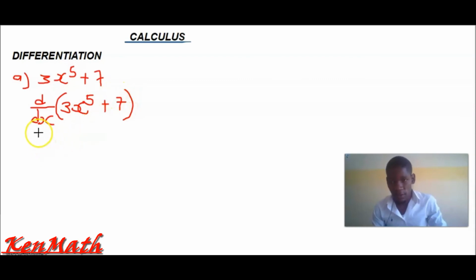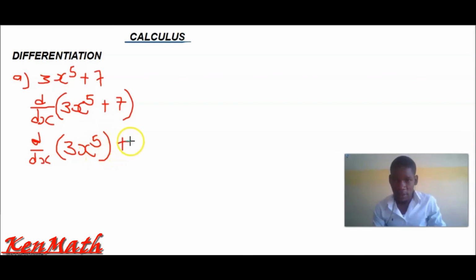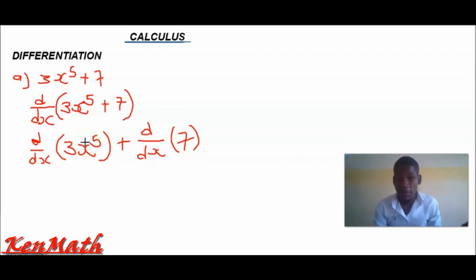So we are going to say d over dx of 3x to the power 5, and then plus. So we are separating each term, plus the d over dx of the single 7. So these are the terms. We have separated them, so we find the dy over dx of this one. We're going to use the rules that we have talked about already.